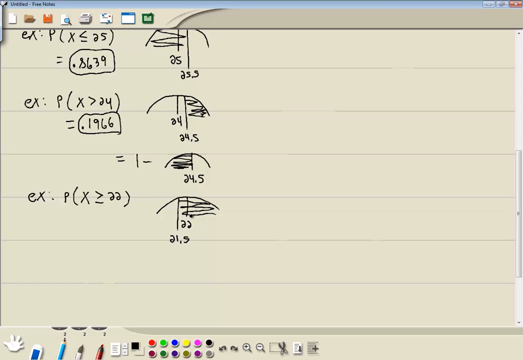Okay, again, our HP Prime is based upon the area to the left, so that doesn't work well. So we're going to do 1 minus, and then take my corrected x, which is 21.5, and then shade to the left. It's always this way. If you're trying to find the area to the right like this, you do 1 minus the area to the left of that same x value. Well, now we're ready to plug that into our calculator.